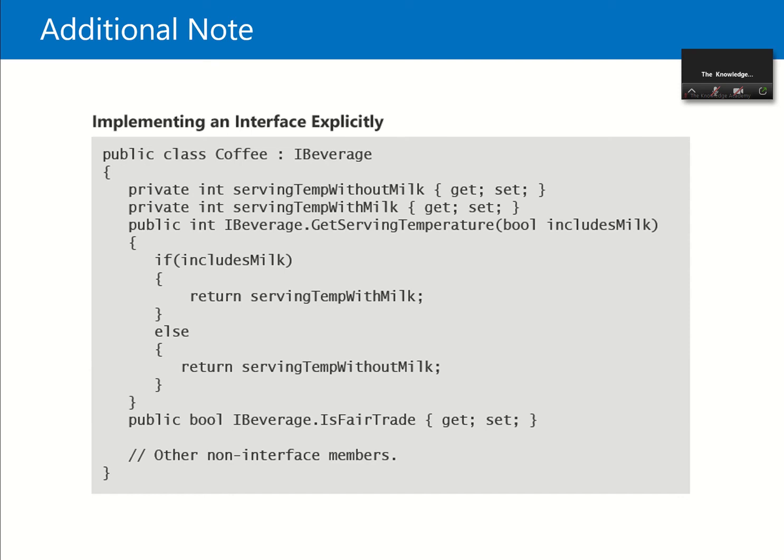Okay, we come back to the additional note for the interface that is displayed explicitly. So I add an additional note here. Let's say you have a public class called Coffee, and you inherit the IBeverage. Then you declare whatever properties and methods. For example, you declare a method GetServingTemperature, which passes the boolean includesMilk.